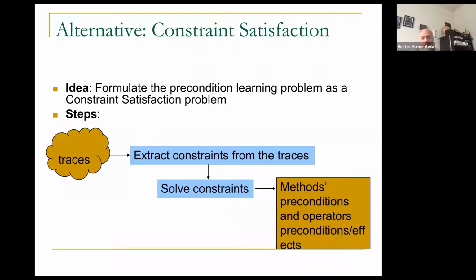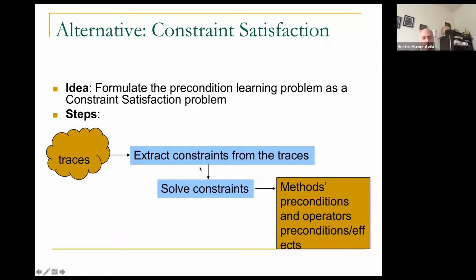This is another work, on the idea of using constraint satisfaction. The idea is the following: here are your plan traces that you receive as input, and one can process those traces automatically and extract constraints from them. Then, using something like MaxSat to solve the constraints, and based on the constraints that are solved, learn the methods' preconditions. And in this work, it was done not only for the methods, but also the operators.